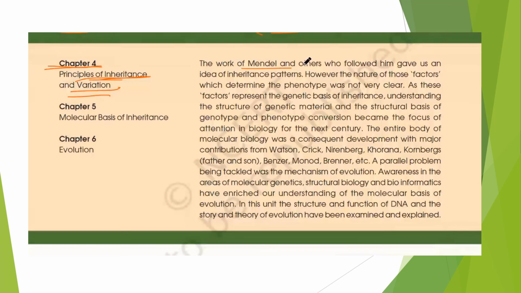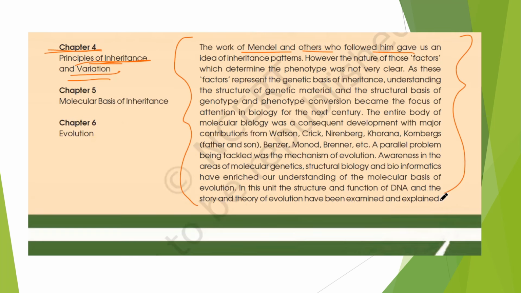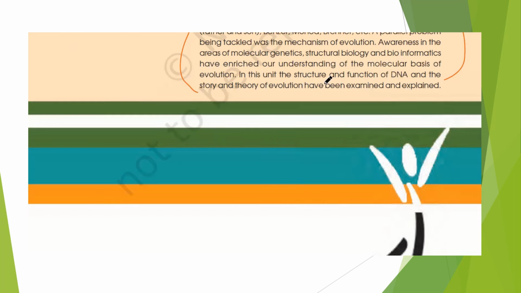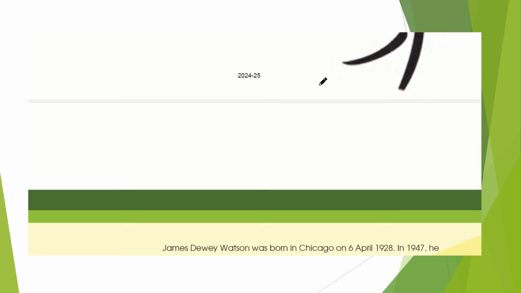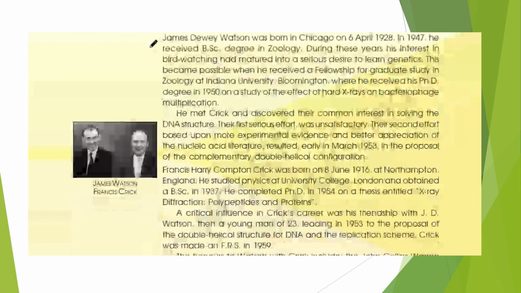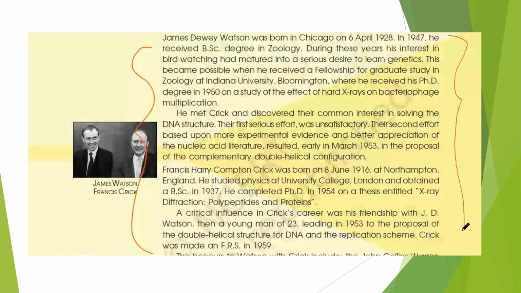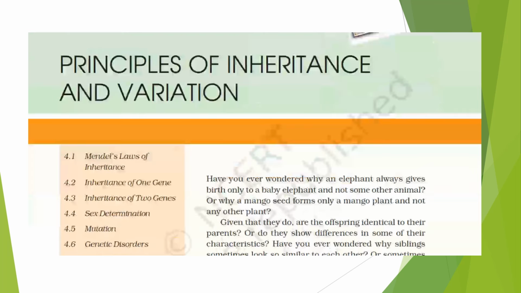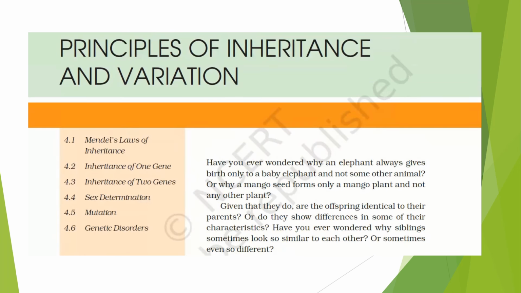The work of Mendel and others who followed him, this is the introductory part of genotype, phenotype and all. I hope you all know what these are. Just go through it once. This is all about the history of Watson and Crick. Go through it once so that you understand the theories and stories of this evolution. These are all the theories being given here, so there is nothing to teach you there. Without wasting time, we will move on to the main part, that is principles of inheritance and variation.